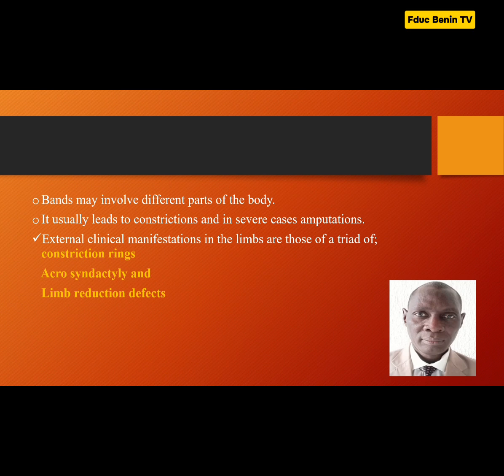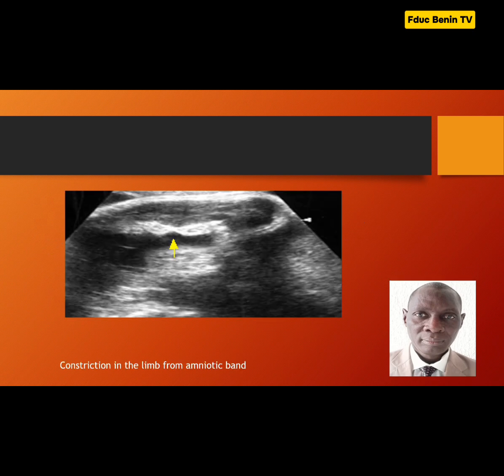Also, there are external clinical manifestations in the limb, and we have three things, or a triad, to explain them. One is the constriction rings, second is acrosyndactyly, and the third of the triad is limb reduction defects. So these are classically what we see in amniotic band syndrome.